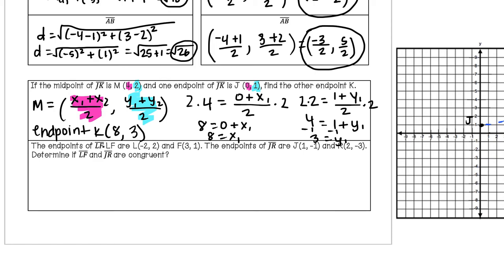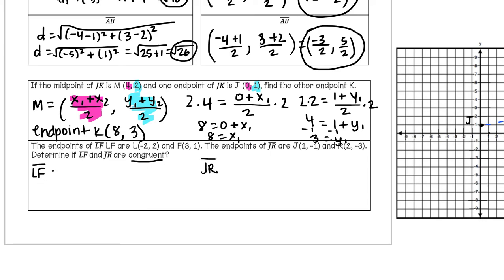Finally, the endpoints of segment LF are L at (-2, 2) and F at (3, 1). The endpoints of segment JR are J at (1, -1) and R at (2, -3). Determine if segment LF and segment JR are congruent. So to figure out if they're congruent, we need to know how long they are. We'll use the distance formula to help us solve for the distance of LF and the distance of JR.